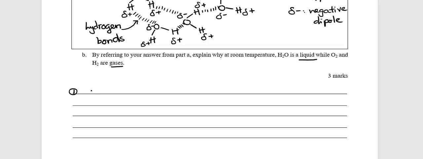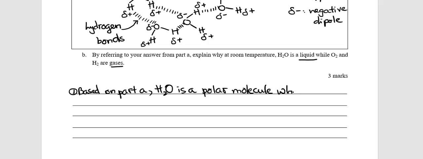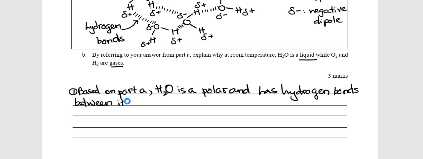So I think the first mark is for referring to part A and identifying that, based on part A, or according to part A, or something of that nature, H2O is polar and has hydrogen bond between its molecules. So that's the first mark.